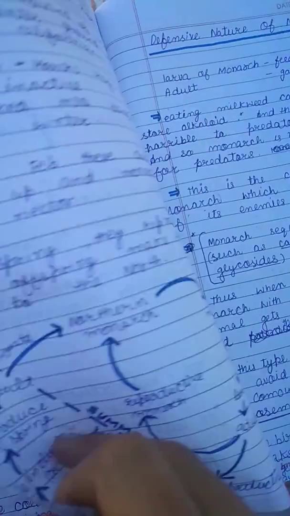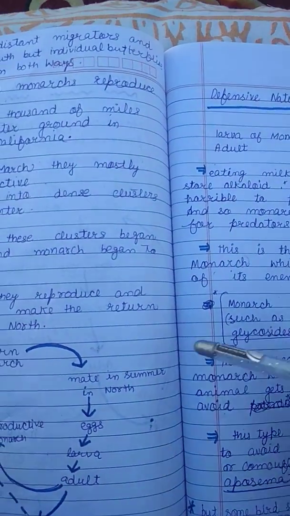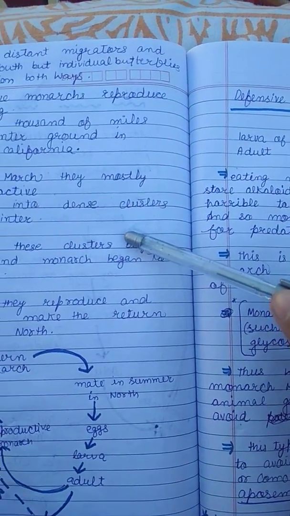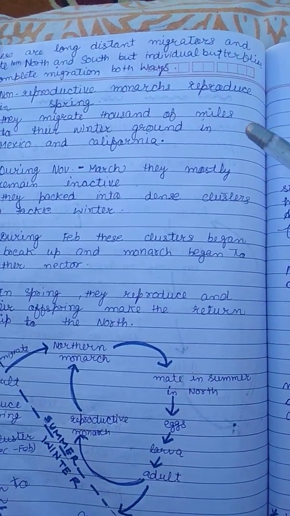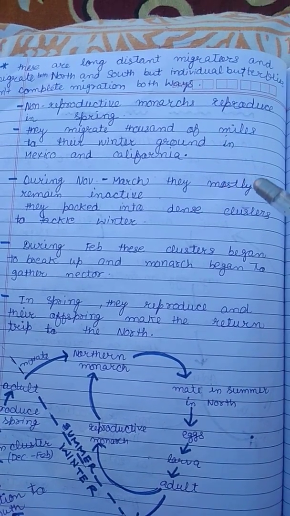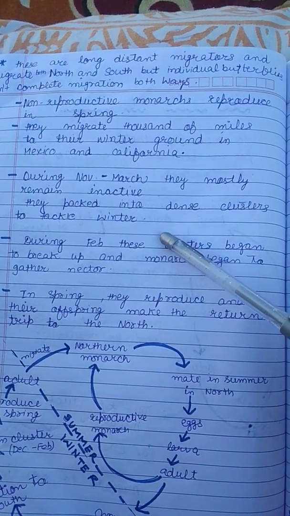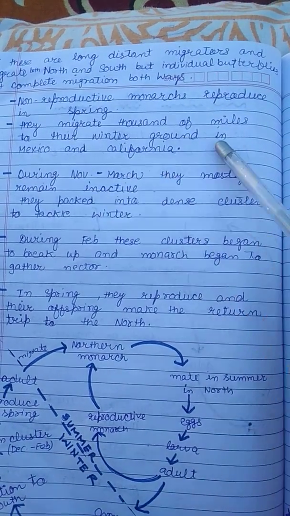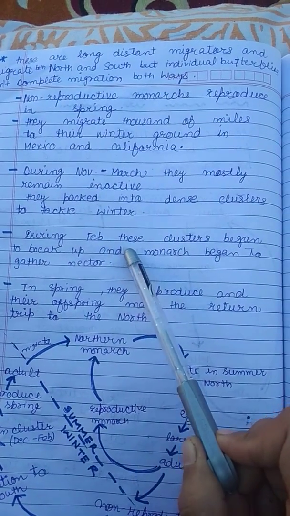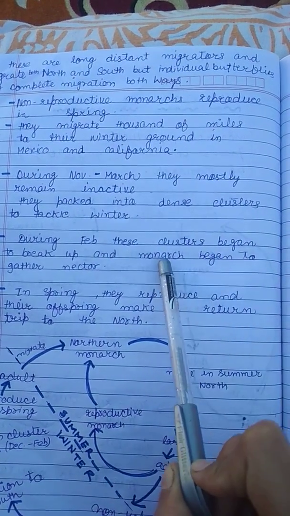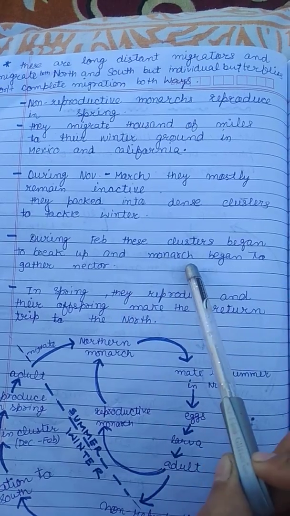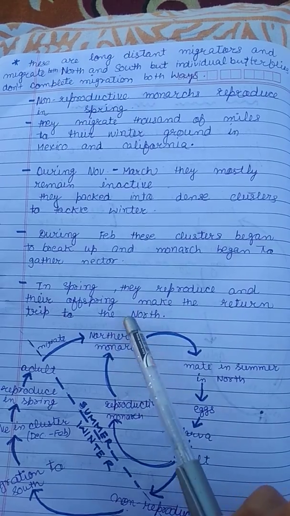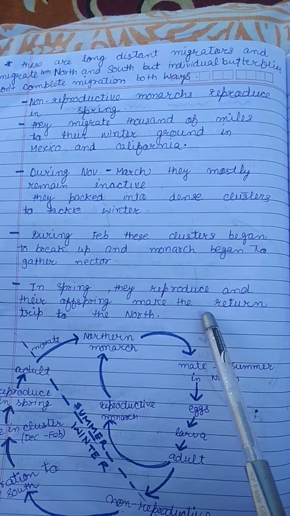They migrate to Mexico and California, which are the south side of the American continent. There in winter season, they aggregate, forming clusters to tackle winter. The winter period is November to February or March. During late February, these clusters begin to break up and the monarchs begin to gather nectar, and in the following spring they reproduce and their offspring make the return trip to North America.